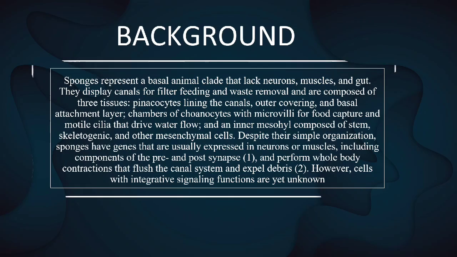Despite their simple organizations, sponges have genes that are usually expressed in neurons or muscles, including components of the pre- and post-synapse, and perform whole-body contractions that flush the canal system and expel debris. However, cells with integrative signaling functions are not yet known.